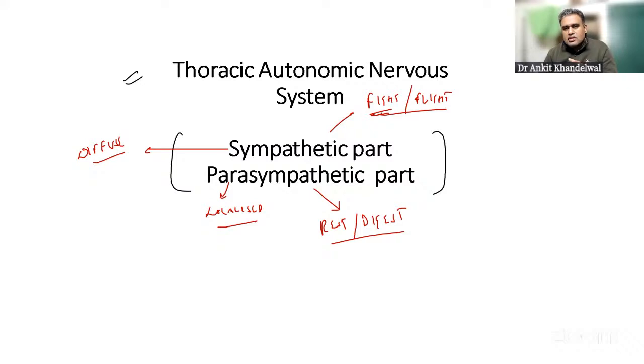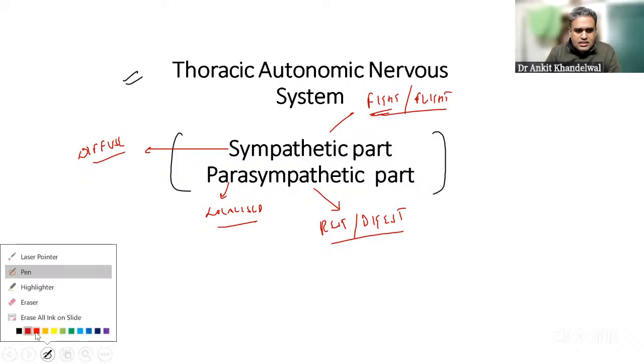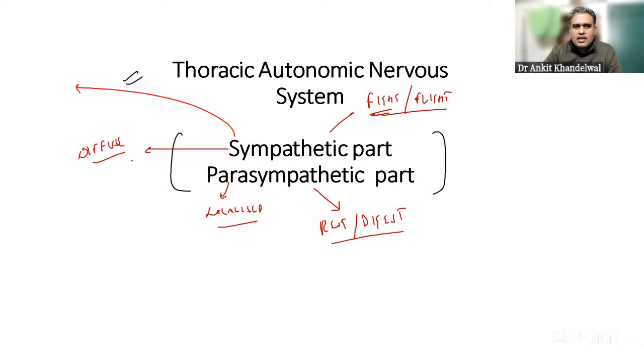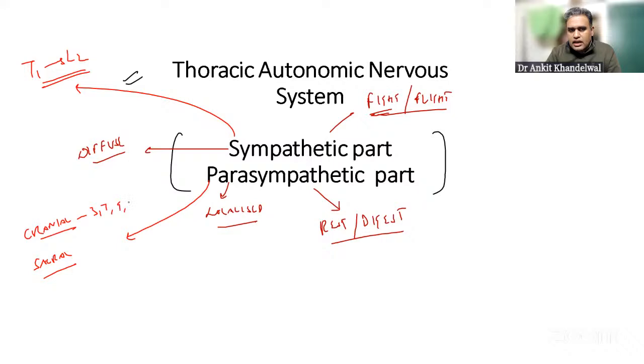So the sympathetic system goes diffusely throughout the entire body. Now, anatomically, what we also need to understand is that these are all nerve related. Sympathetic comes from the T1 to L2 part of the spinal nerves. Parasympathetic comes from some of the cranial nerves and also from the sacral nerves. Which cranial nerves? Mainly third, 7, 9, and 10. Sacral nerves S2, 3, and 4. Simple as that.